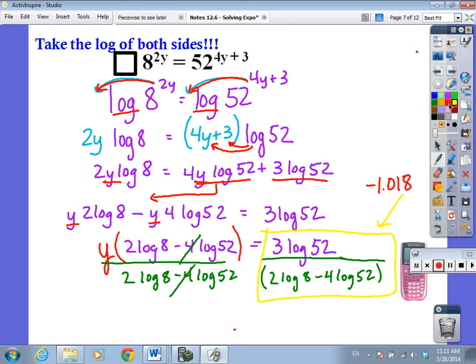Anything with a variable, in this case our variable is y, I'm going to move to the left side. I'm going to then factor out that y, and to get y alone I would divide by whatever's on the right, and then I would go to the calculator to enter this.